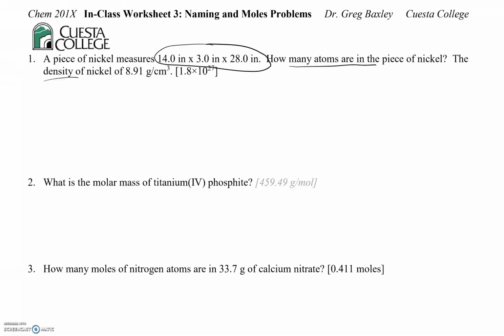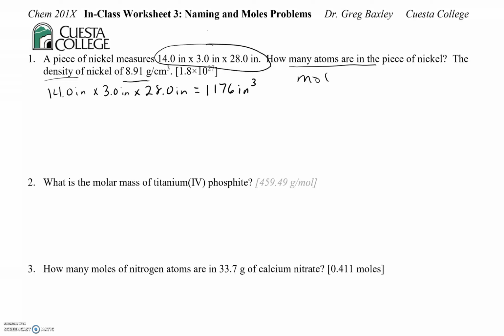If we're trying to calculate how many atoms are present, we might be able to get that from moles. We might be able to get the number of moles from the mass using the molar mass. We might be able to use the density of the nickel in grams per cubic centimeter if we knew the volume in cubic centimeters. So we can start by calculating the volume in cubic inches by simply multiplying the dimensions in inches together to get the 1,176 cubic inches.